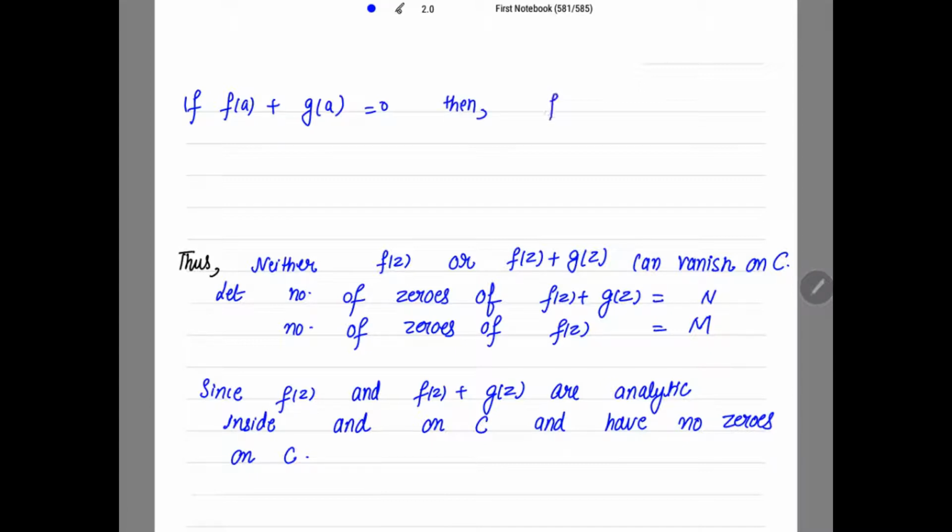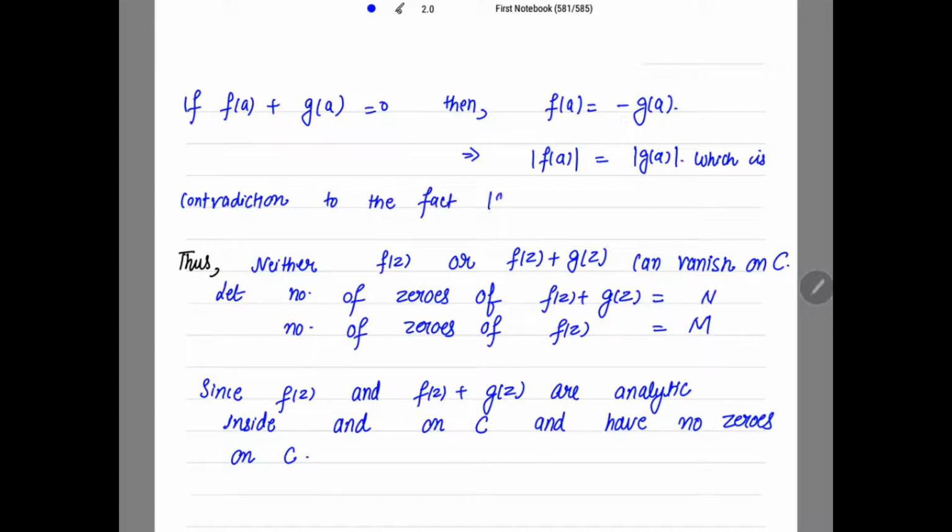that f(a) is equal to minus g(a), which means mod of f(a) is equal to mod of g(a), which is again a contradiction to the fact that mod of g(z) is strictly less than mod of f(z), right? So this is again a contradiction to the fact that mod of g(z) is less than mod of f(z) on C.